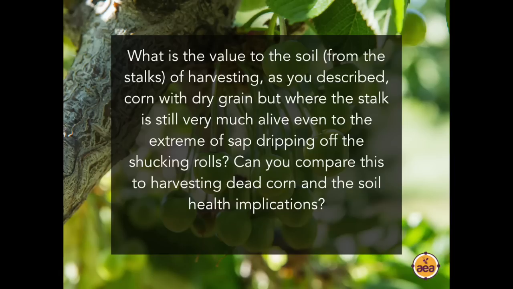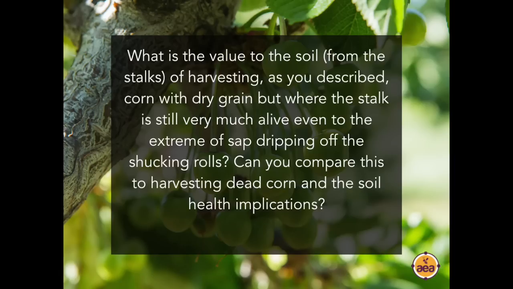Question from Larry Augustine. What is the value to the soil from the stalks of harvesting, as you described, corn with dry grain, but where the stalk is still very much alive, even to the extreme of sap dripping off the rolls? Can you compare this to harvesting dead corn and the soil health implications?